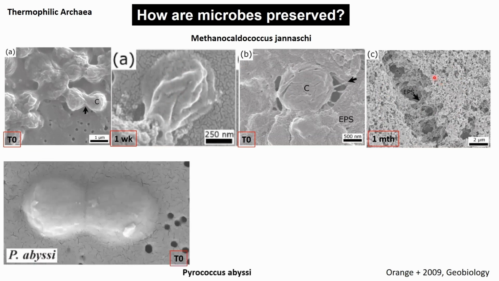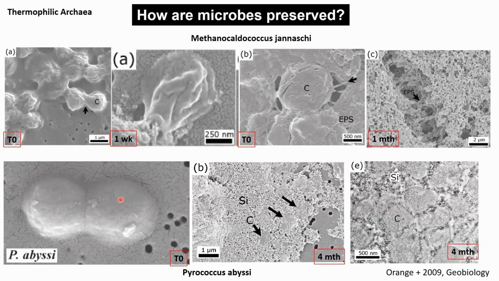Now, let's have a look at the other organism that we used, Pyrococcus abyssi. This is a nice looking dividing cell. It's got a nice smooth surface. It's not ugly. And during fossilization, after 4 months, we can see that the cells have been coated with silica. In this case, you can see the spotted deposit is silica deposit, but the blobs are the cells. The cells are nicely preserved. So two organisms living in a similar environment fossilize, or don't fossilize, in different ways.